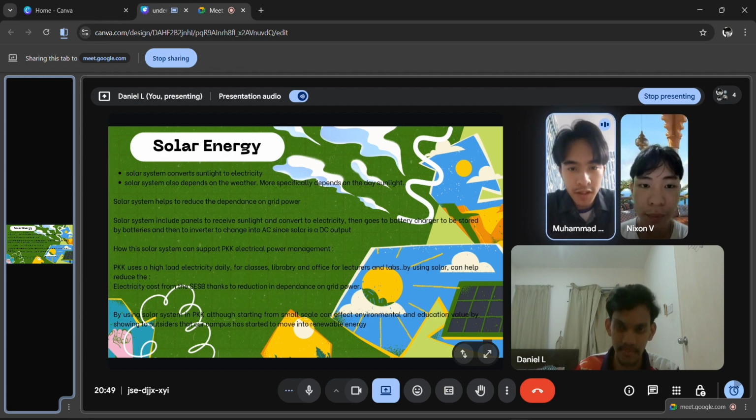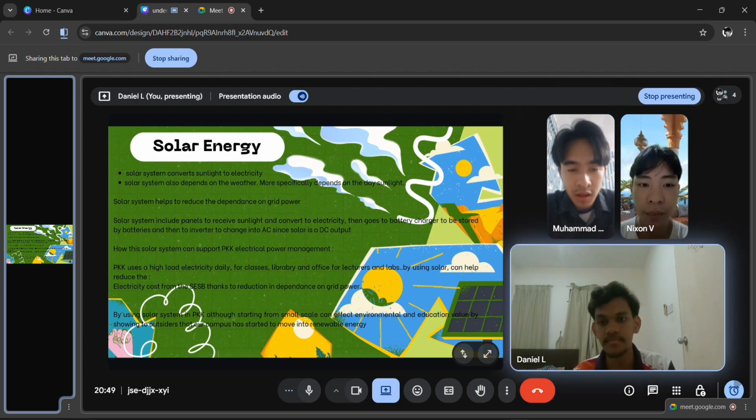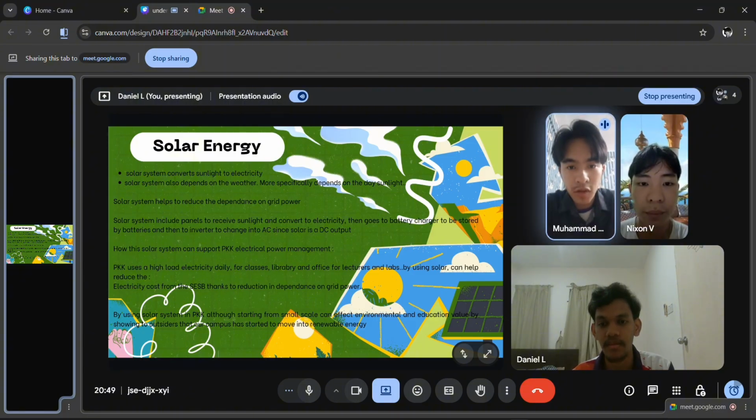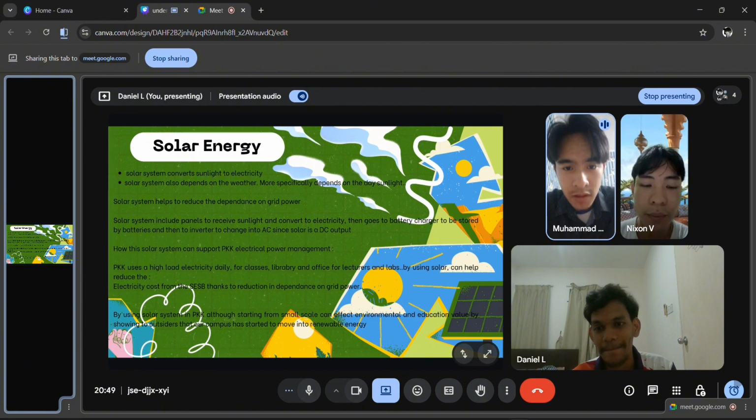A solar system converts sunlight to electricity. It also depends on the weather, more specifically, on the daytime sunlight. A solar system helps to reduce the dependence on grid power. It includes panels to receive sunlight and convert it to electricity, which then goes to a battery charger to be stored by batteries, and then to an inverter to change it to AC, since solar is a DC output.